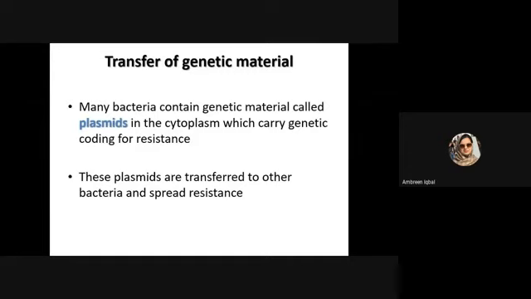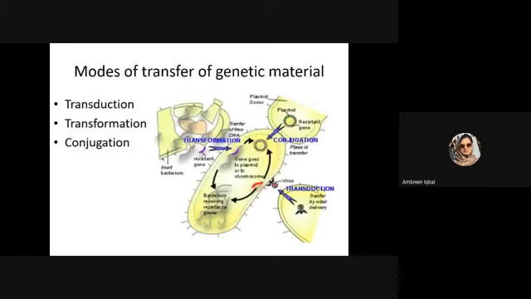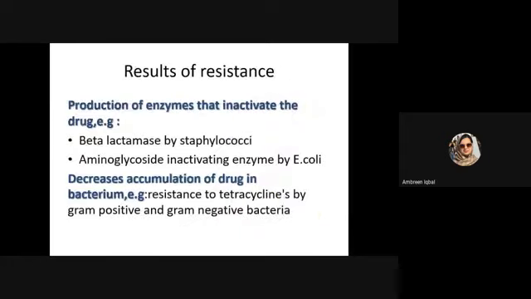There are different modes of transfer of genetic material. You have already studied in biology, like transduction, transformation, and conjugation. So through this, the bacteria become more resistant. As a result of this resistance, they produce enzymes that inactivate the drug. Now the bacteria is so resistant that it produces enzymes to inactivate the drug we are going to take. Like beta-lactamases are produced by Staphylococcus. Aminoglycoside inactivating enzymes are produced by Escherichia coli.